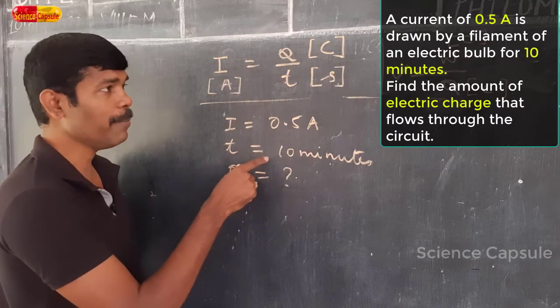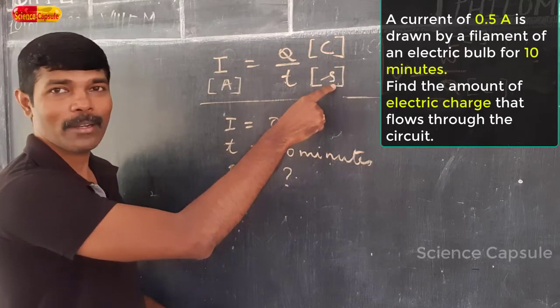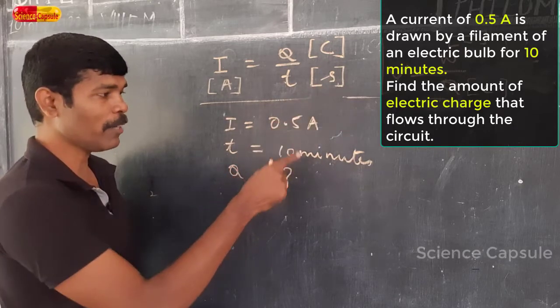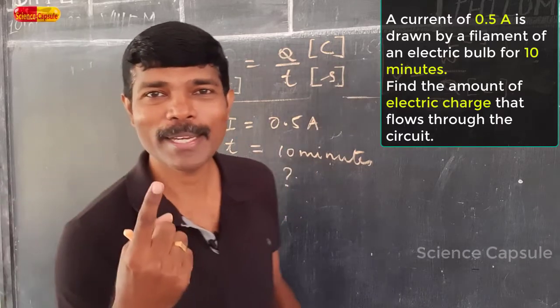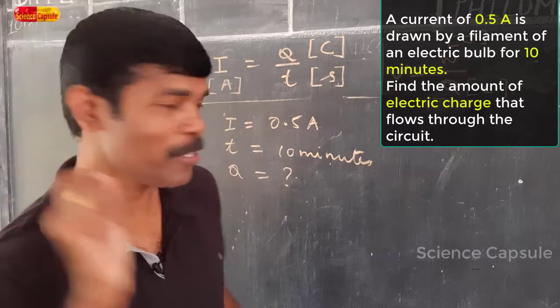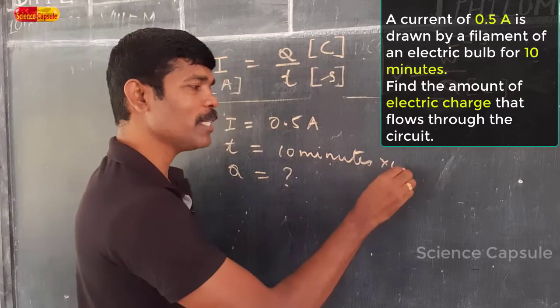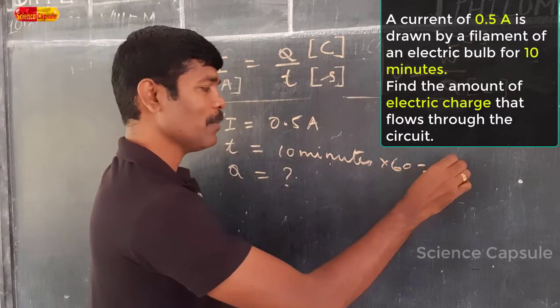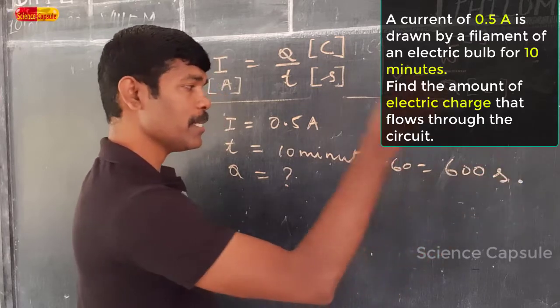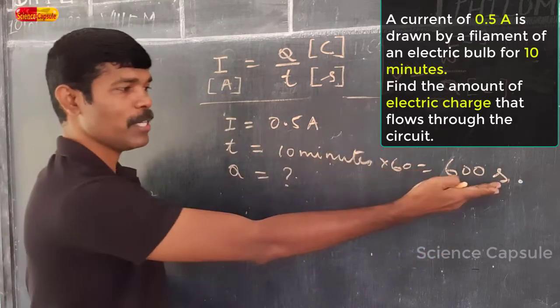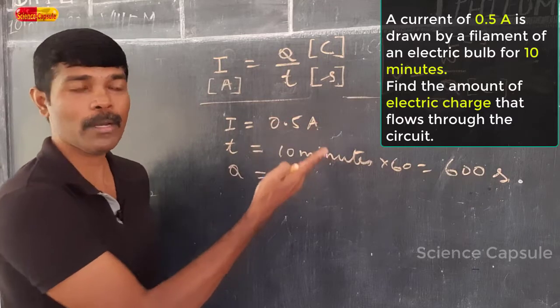But time should be expressed in second, right? So it should be converted into second. Here it is given in minutes. We know that 1 minute is equal to 60 seconds. So 10 minutes is equal to 10 into 60, isn't it? So this would be 600 seconds. Now time is expressed in second and current is in ampere.